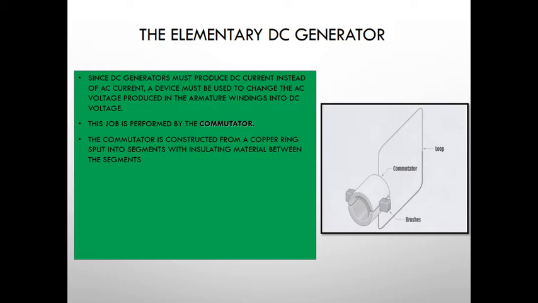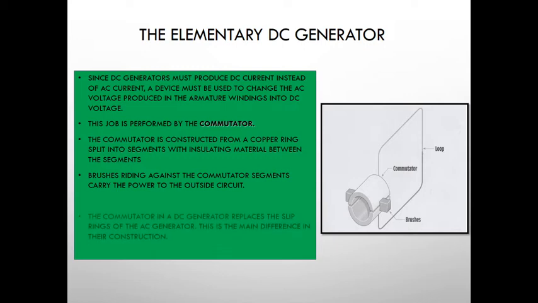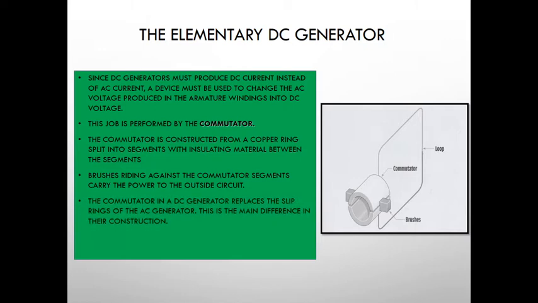The commutator is constructed from a copper ring split into segments, with insulating material between the segments to prevent short circuits. Brushes riding against the commutator segments carry the power to the outside circuit, your load. The brushes collect the output and send it to the external circuit. The commutator in a DC generator replaces the slip rings of an AC generator. This is the main difference in their construction.